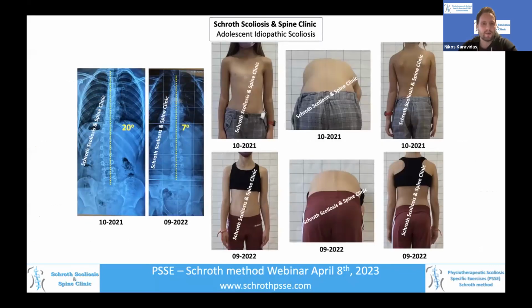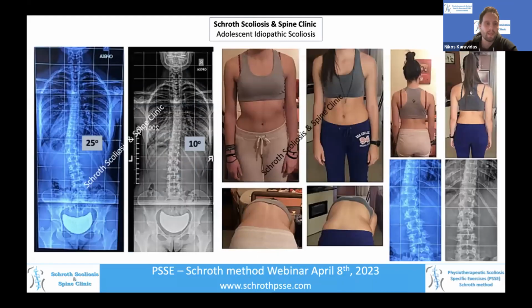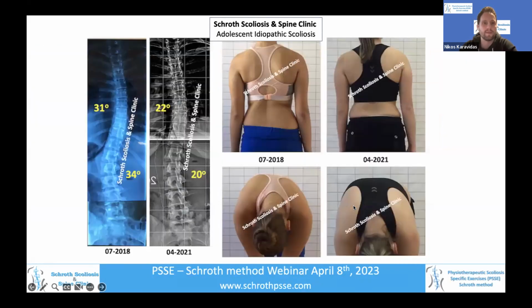So I would like to share some of the results for the PSSE-Schroth method, starting with some of them with mild scoliosis below 25 degrees treated only with exercises. You can see in this patient a significant clinical and radiological improvement. Again, for this curve, we managed to decrease it from 25 to 10 degrees. No brace was used, just exercises for this curve type. And you can also see the clinical improvement of the patient, the body balance, and also the significant correction of the vertebral rotation on the X-ray.